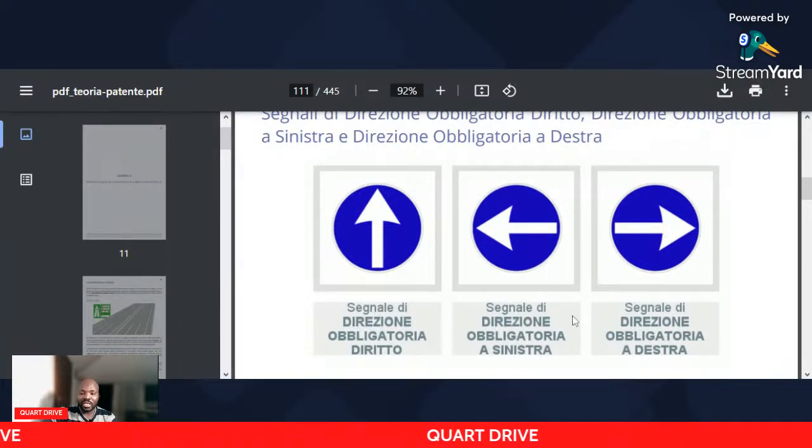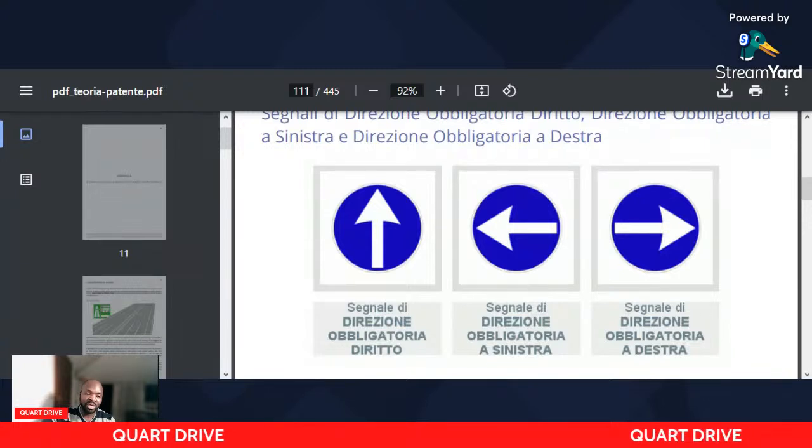And the second one is saying segnale di direzione obbligatoria a sinistra. That means you are obliged to take your left hand direction. Have it in mind, mostly they put these signs in a T junction to indicate that you are not going to be allowed to take your right hand side.